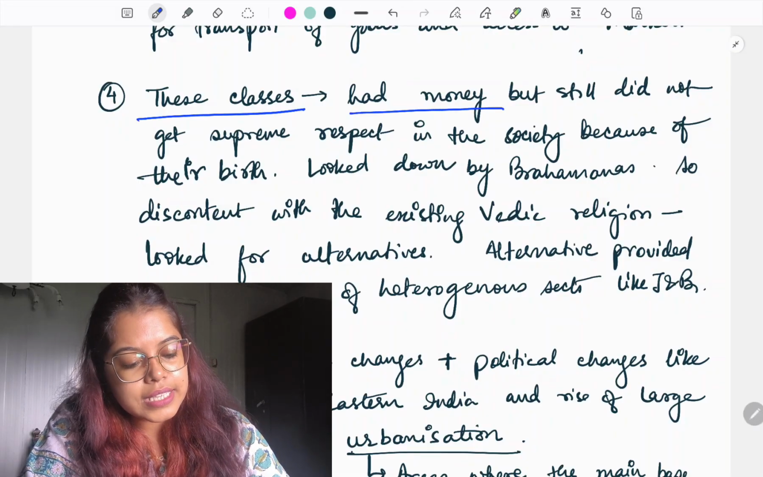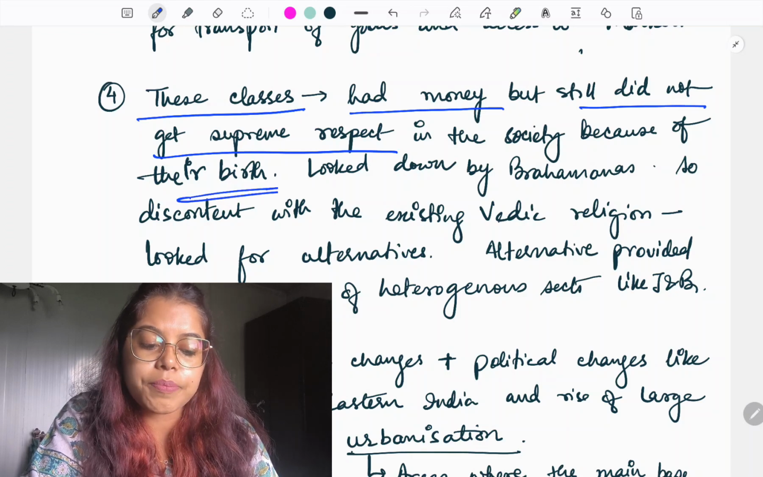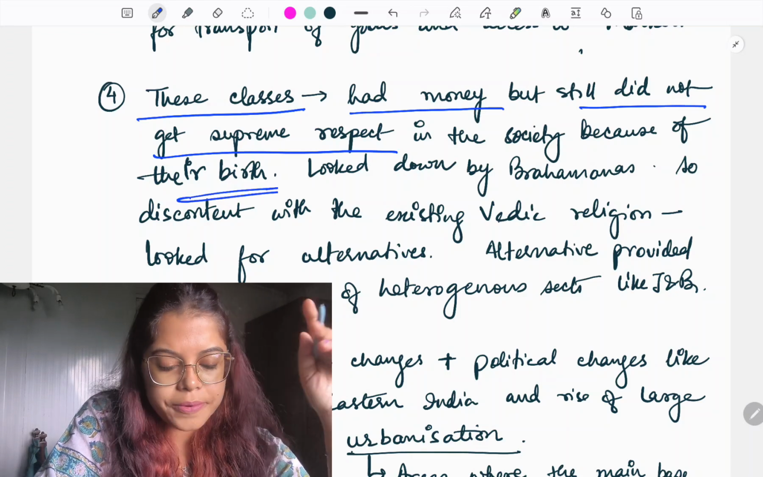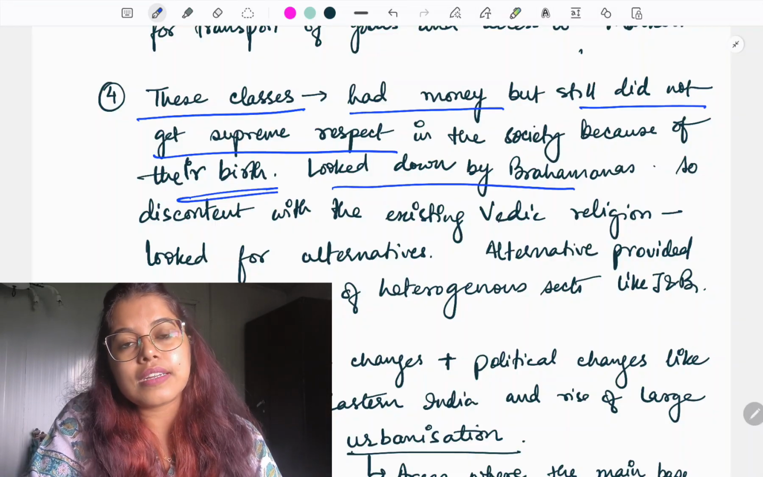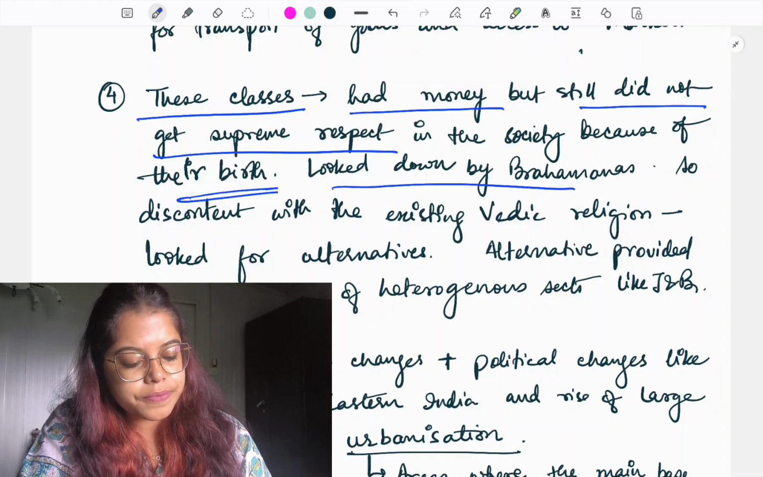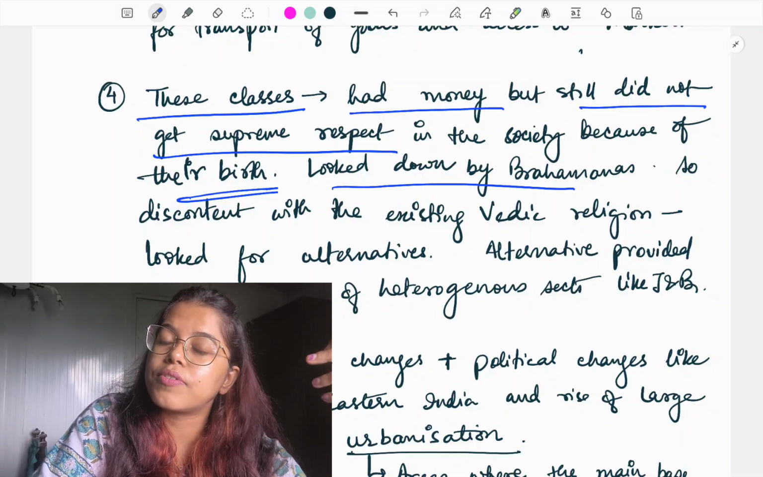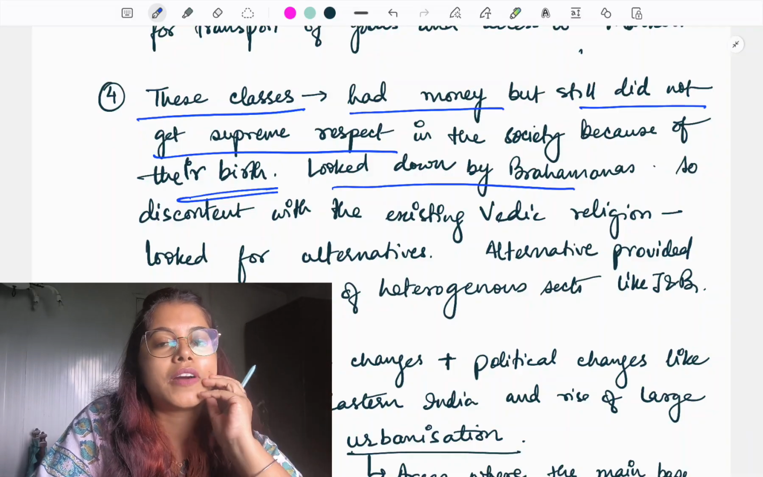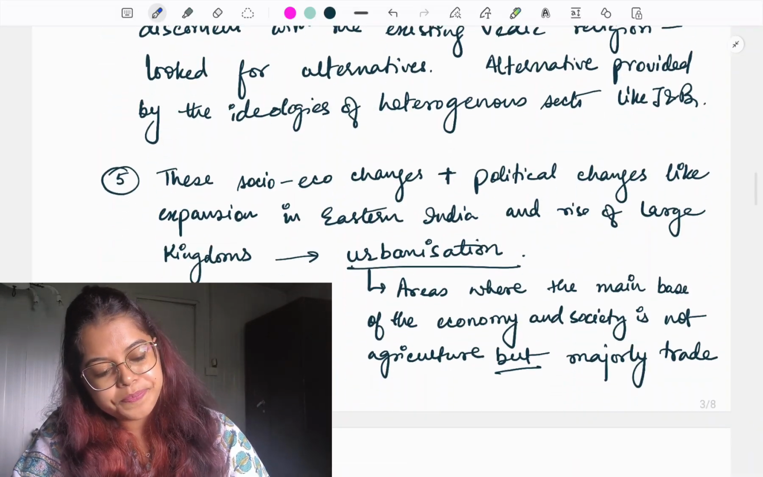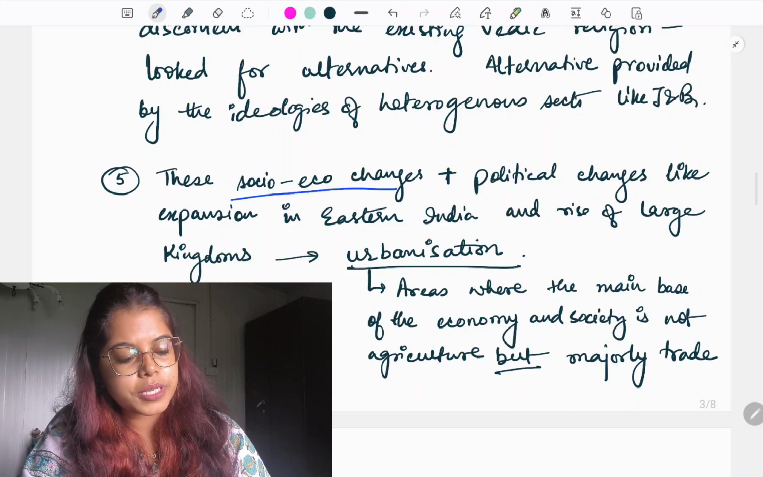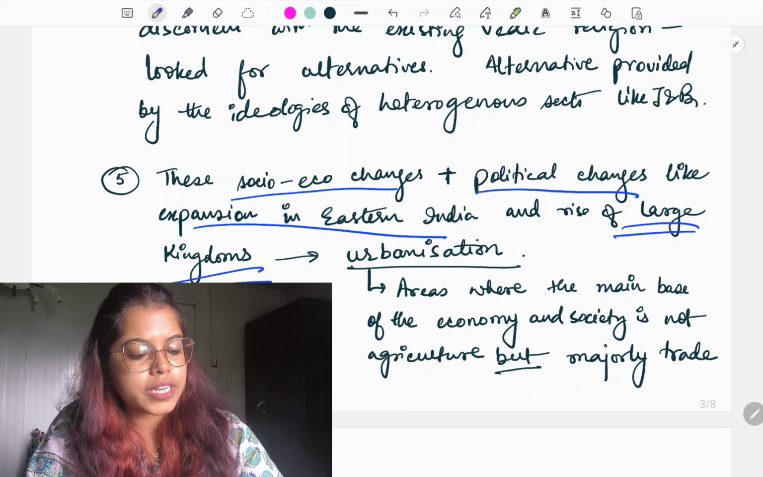Then these classes, they had money, but still they did not get supreme respect in the society only because of their birth, right? That was the thing that happened. So they were looked down by the Brahmanas, so they were discontent with the existing Vedic religion and they looked for alternatives. And when they were actively looking for alternatives, the alternatives were provided by Buddhist and Jain ideologies, right? Next is these socio-economic changes plus political changes like expansion to Eastern India gave rise to large kingdoms.